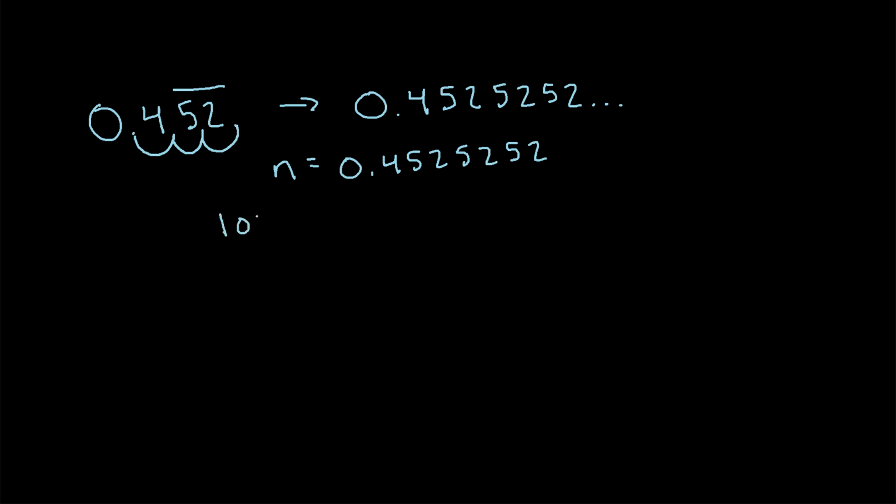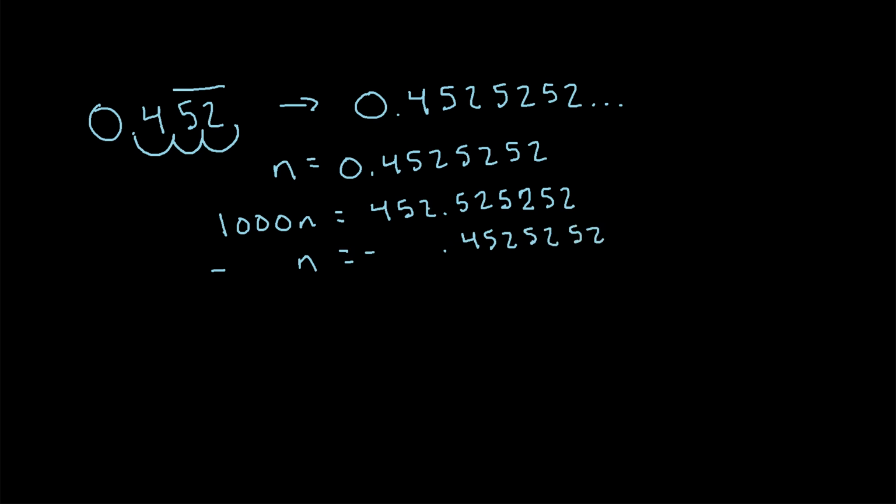So 1,000n would be equal to 452.525252 over and over again. And once again, we want to say, what can we subtract to get rid of these repeating values after the decimal place? Well, if we subtracted just one n, we would be subtracting 0.4525252. So notice that if we were to perform that subtraction, these 5 2's wouldn't quite cancel out because the values after the decimal place are not the same.